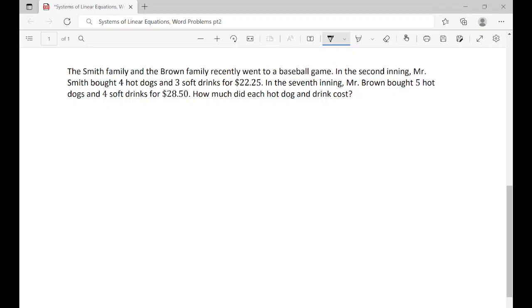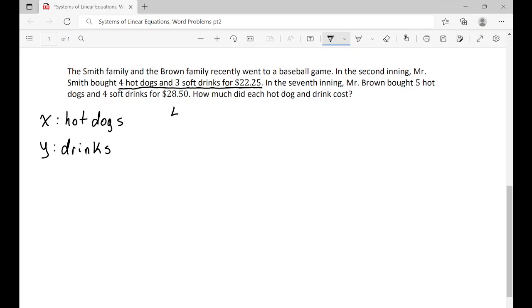So I don't really know much about the hot dog or the soft drink other than the amount. So I need to know what each one is. So I'm going to say that X is going to represent my hot dogs and Y is going to represent my drinks. So that's all I really know. So I need to write a system of equations. So the first one is going to be based off of this. 4 hot dogs and 3 drinks give me $22.25 in cost.